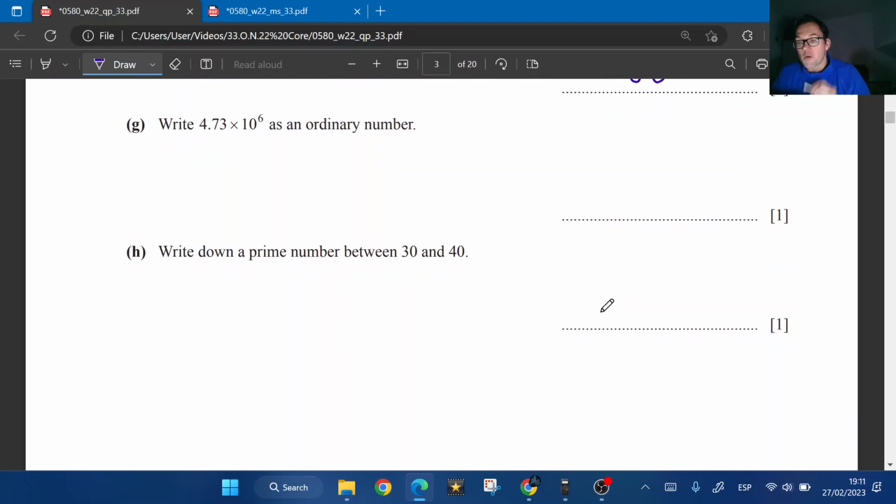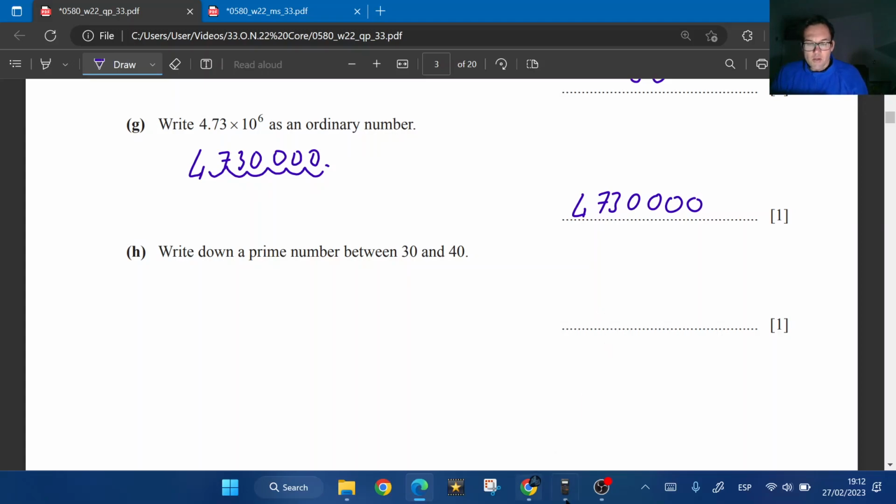Alright, 4.73 as an ordinary number. We can do this without a calculator and then do it with a calculator, okay? So 4.73, we're now going to multiply it by a 1 with 6 zeros. This is a million. So it means we move that decimal point 1, 2, 3, 4, 5, 6 spaces, and we fill these spaces with zeros. And that's the answer: 4,730,000.